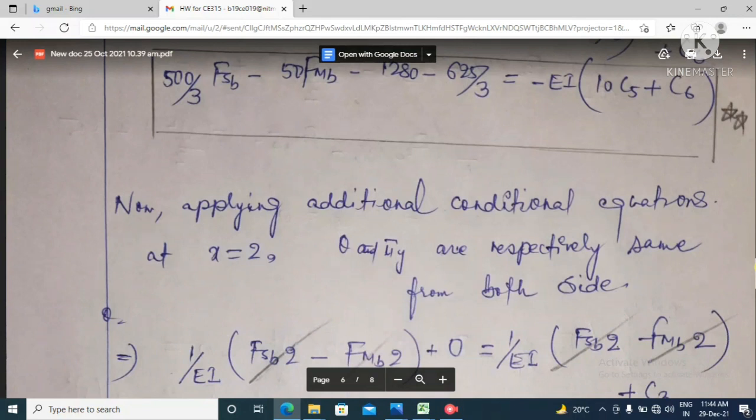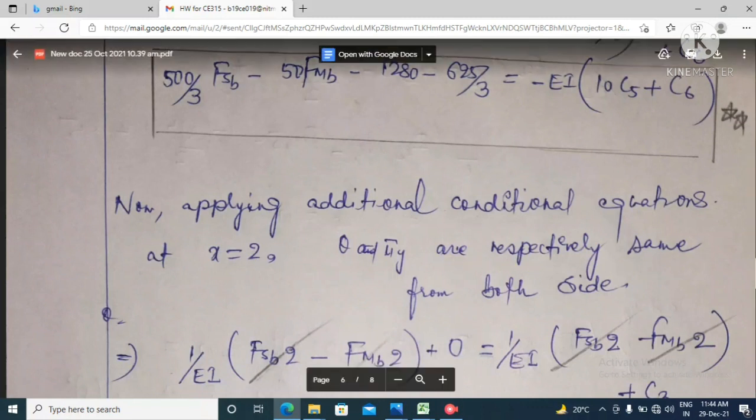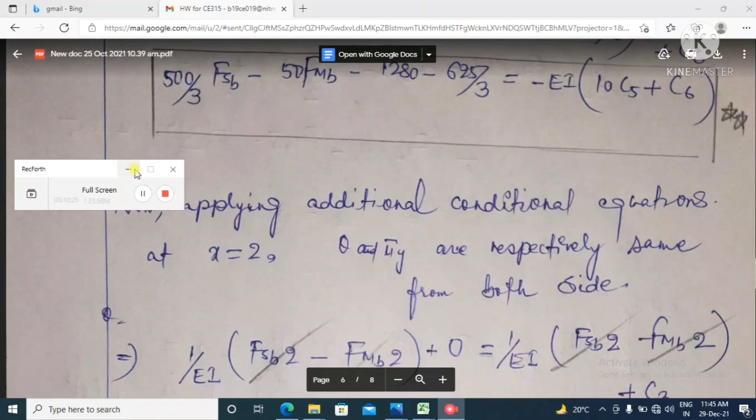Now we need to apply some more boundary conditions, we need more equations so that we can solve all these equations. So we will apply additional conditional equations. What additional conditional equations do we have? At x = 2, theta and y are respectively the same from both sides. From both sides it should be the same at x = 2.